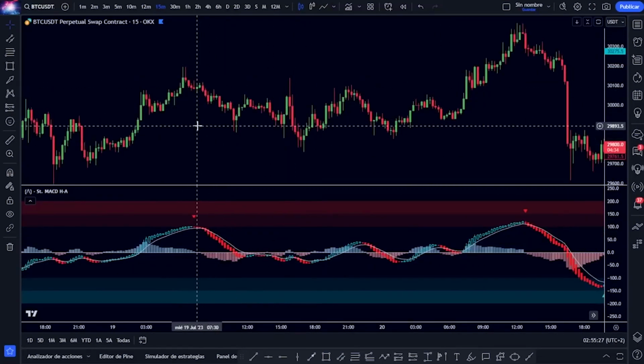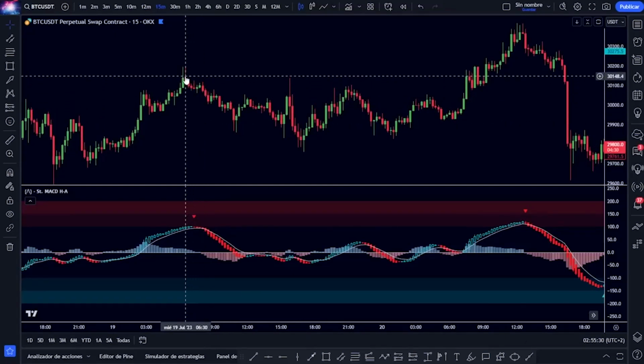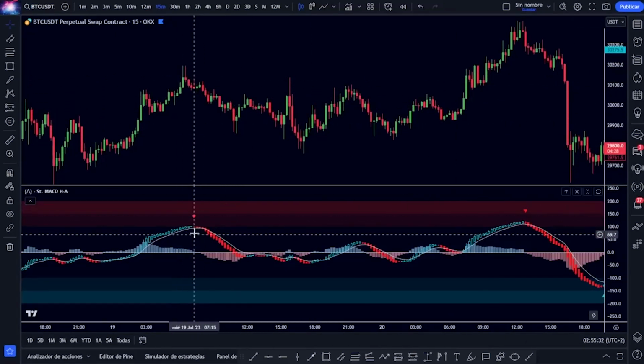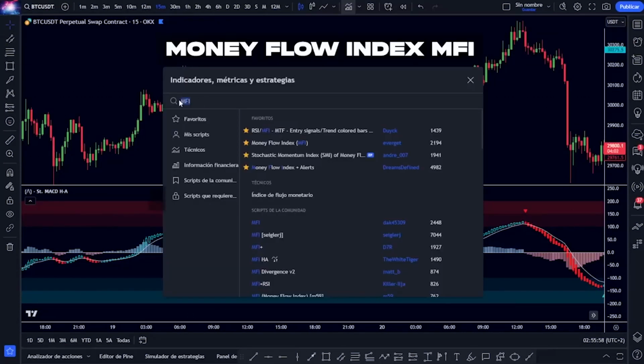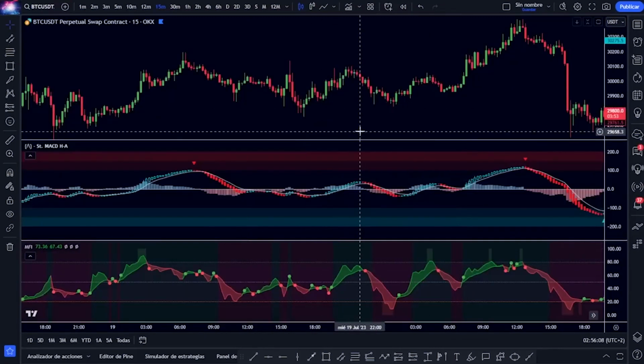Even so, I found another indicator that allows us to add more information to also filter this type of operations, and know that this particular one we should have taken. It is a very basic indicator, the money flow index. Click and we will see something like this.